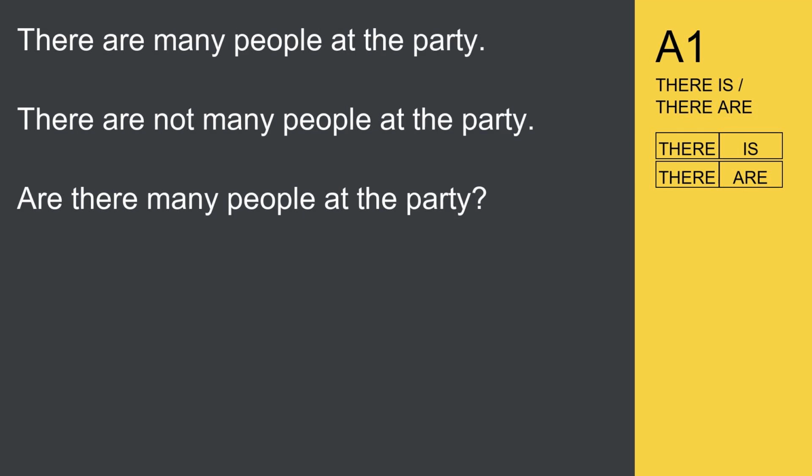There are many people at the party. There are not many people at the party. Are there many people at the party?